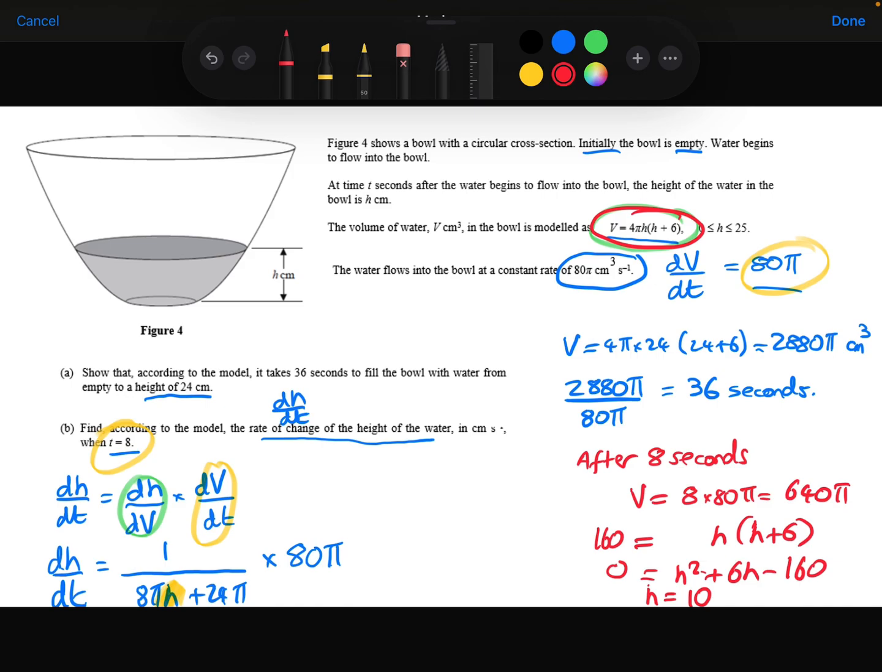But now I know that h is 10, I can substitute that into my dh by dt expression. So I will get 80 pi divided by 124 pi, which is, to 3 significant figures, 0.769 centimetres per second.